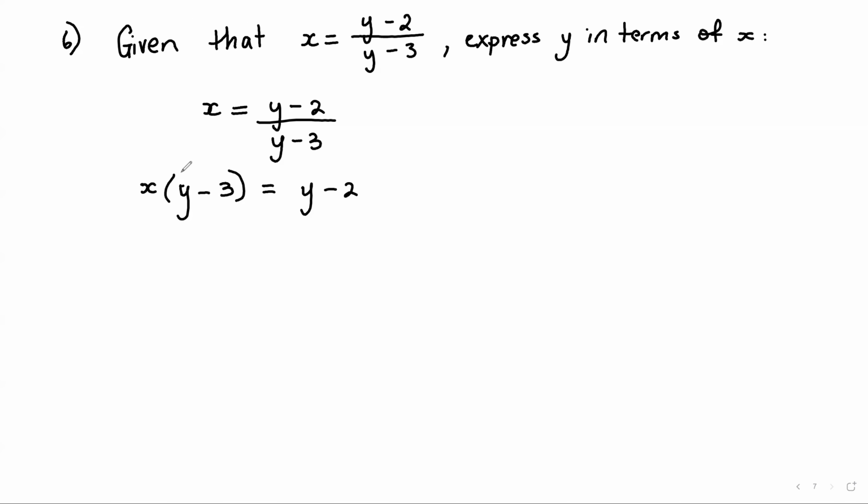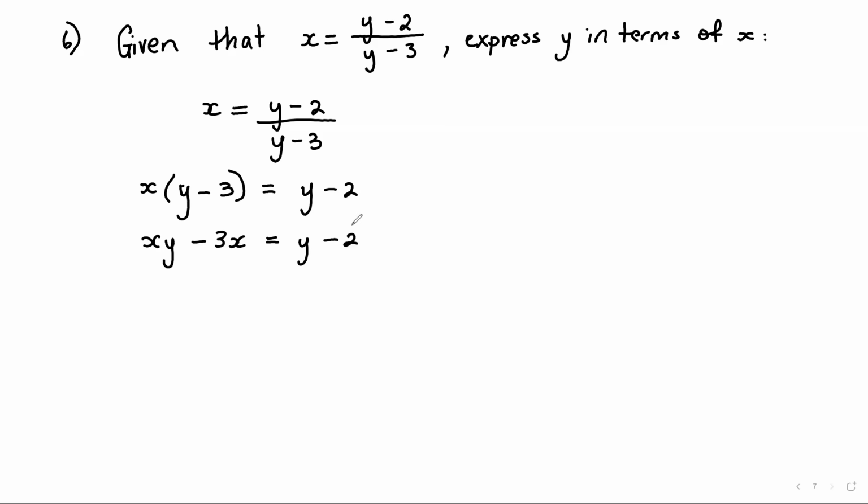Meaning I'll have to multiply x by what's inside of the bracket. So x times y will give me xy, and x times negative 3 is minus 3x. All of that is equal to y minus 2.